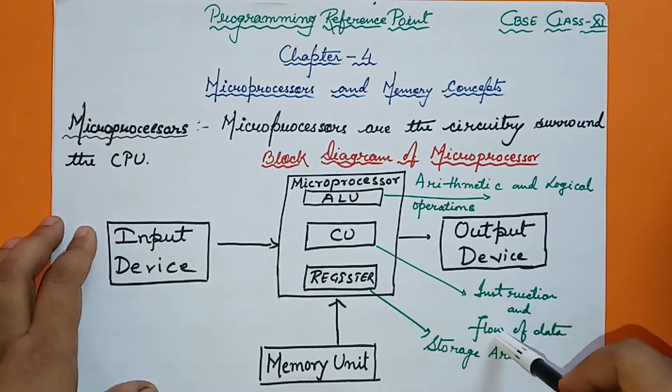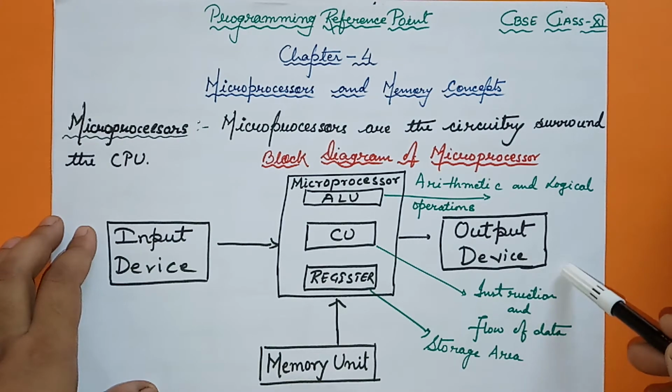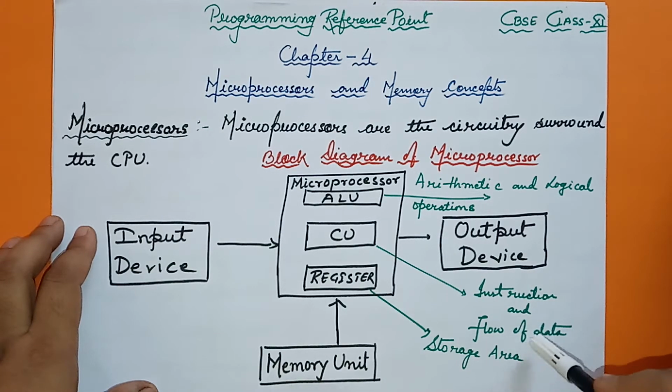So from here it is clear that the control unit is a part of the microprocessor, but the microprocessor is more than the CPU. Okay, so now let us see what the definition of a microprocessor is.